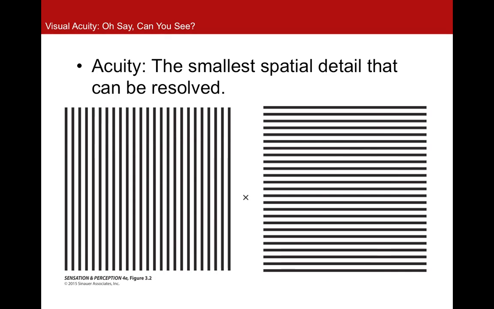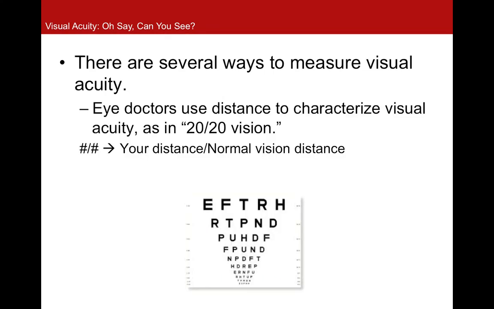Another way to do it would be having you stand at a certain distance and then varying the size of the gratings, and you're trying to distinguish them. That's actually the more common method since it's easier to control. You don't have people walking around and moving back and forth. So yeah, usually that's what they'll do in lab studies. And so eye doctors generally use the distance that you would stand away to characterize your acuity.